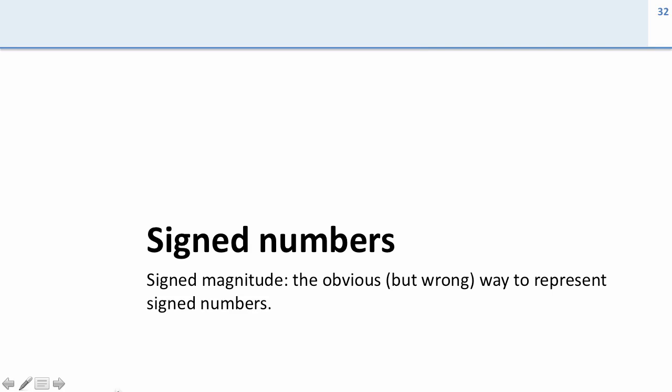Now we've talked about how to do unsigned numbers, let's start talking about how to do signed numbers. So we're going to start out talking about a technique called signed magnitude. And this is the obvious, but also the wrong way to represent signed numbers. We'll talk about how it works and give you some examples of why it's not really the right way to do it.